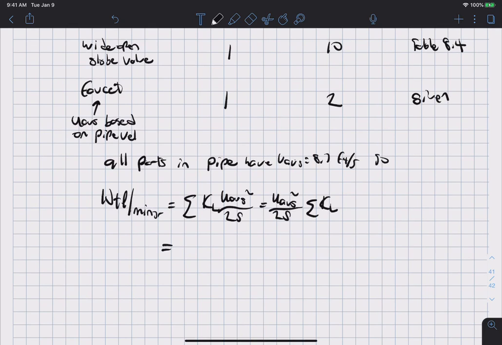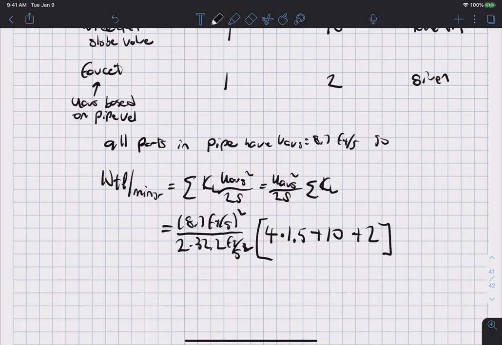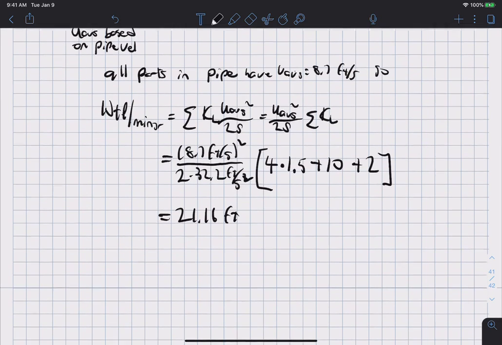I'm going to punch in the numbers now. So that equals 8.7 feet per second squared over 2 times 32.2 feet per second squared times the sum of the loss coefficients. We have 4 elbows, and their loss coefficient each are 1.5. We have one wide open globe valve with a loss coefficient of 10. And we have the faucet, which has a loss coefficient of 2. If you punch the numbers in, the minor head losses are 21.16 feet.